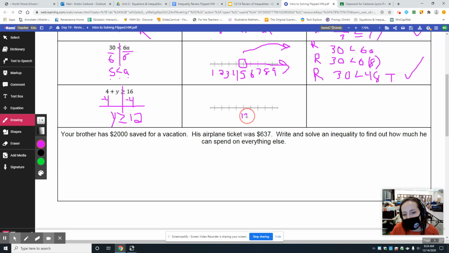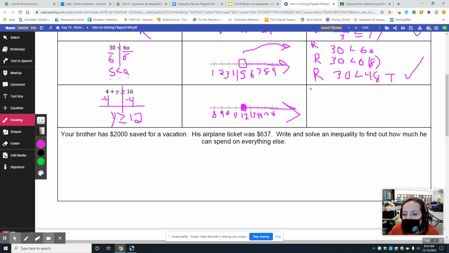So we have 12 in the middle. It's equal to, so we've got ourselves a closed circle or a filled in circle. And it says y is greater than this value, so we have to fill in our other values. 13, 14, 15, 16. Y is greater than or equal to 12, so it's values that are greater than 12, which means our arrow goes in that direction.